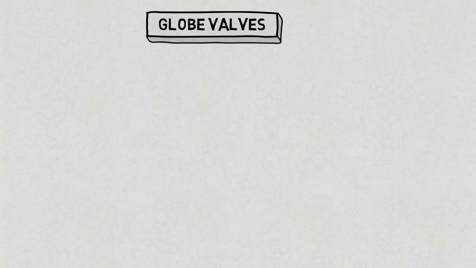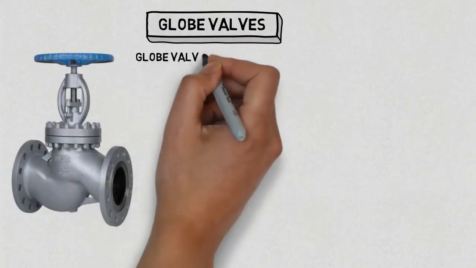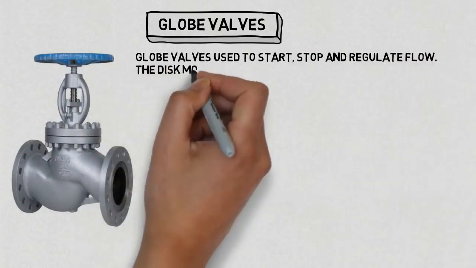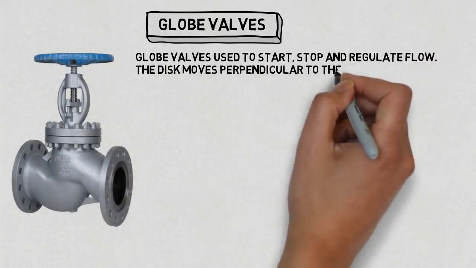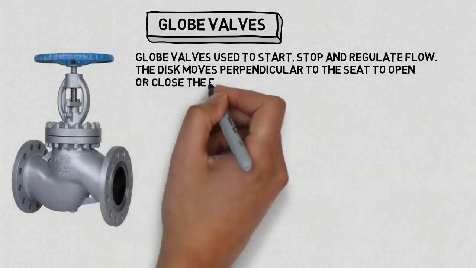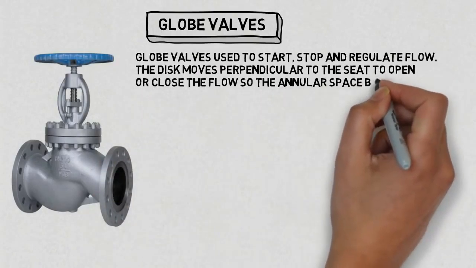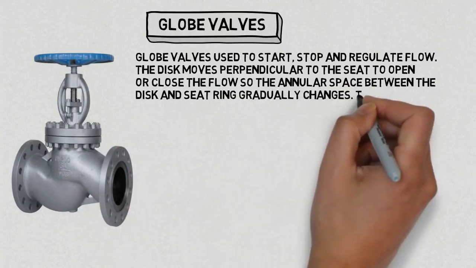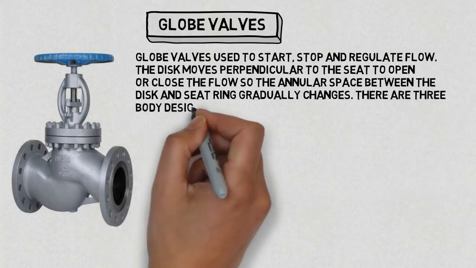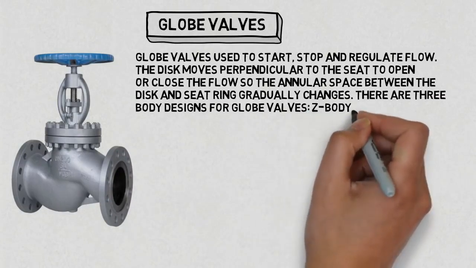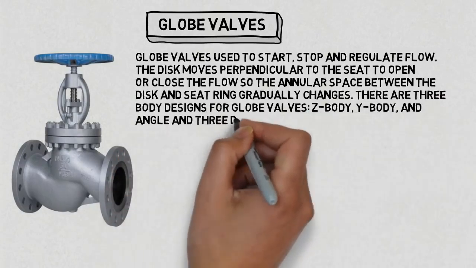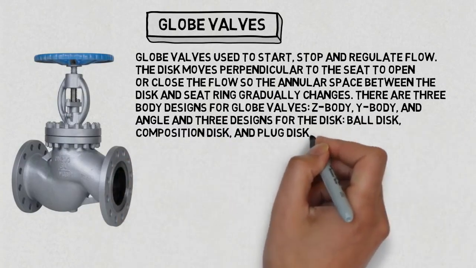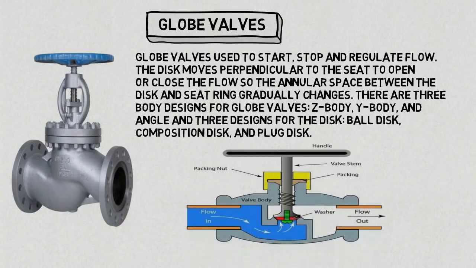Globe valves. Globe valves are used to start, stop, and regulate flow. The disc moves perpendicular to the seat to open or close the flow, so the angular space between the disc and seat ring gradually changes. There are 3 body designs for globe valves: Z body, Y body, and angle, and 3 designs for the disc: ball disc, composition disc, and plunger disc.